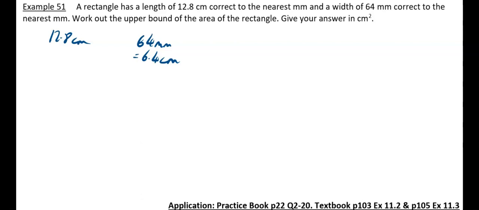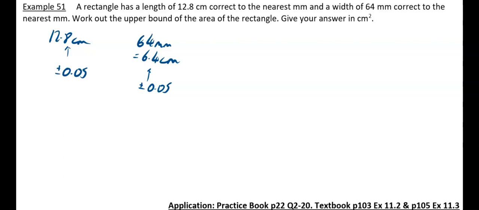So it was to the nearest millimeter. So the millimeter is 0.1 of a centimeter. So we're going to have to go plus and minus half of 0.1, which is 0.05. That's what we're going to have to add on to each of these, because they're both correct to the nearest millimeter. So I'm going to have to go plus or minus 0.05 of each of these.